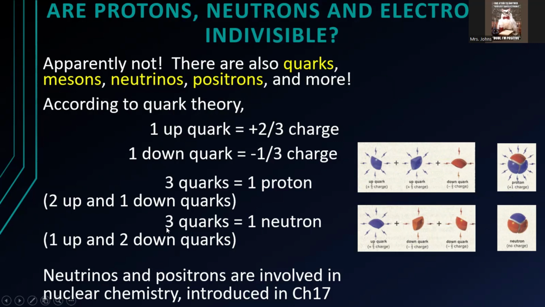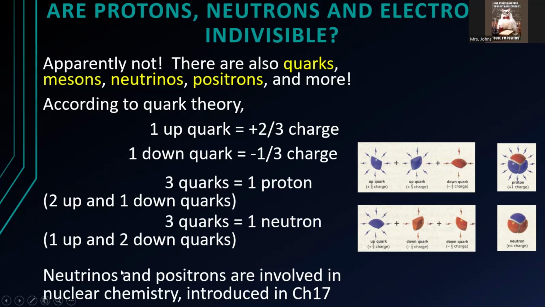And then 3 quarks also make a neutron. Now, neutrons, are they positive, negative, or neutral? So they're neutral, right? So they are also made of 3 quarks, but different ones. There's 1 up and 2 down. So we have our up, which is a positive 2/3 charge, and 2 downs, and each of them is negative 1/3. So positive 2/3 minus 2/3 is 0. So the neutron has no charge.